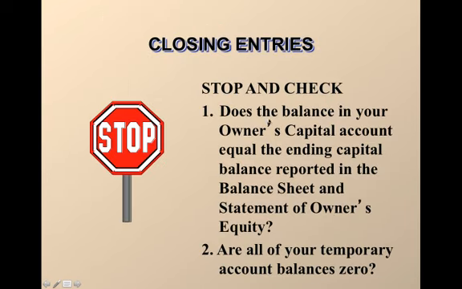Okay, so after you've done your closing entries, here's a little check. Does the balance in your owner's capital account equal ending capital reported in the balance sheet? And if so, you're in good shape. And are your temporary account balances zero after you've journalized and posted them? If not, you've done something wrong. Usually one of the mistakes that I see is people end up doubling those accounts.